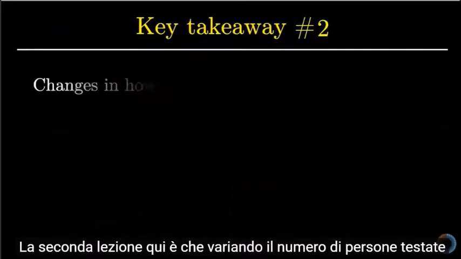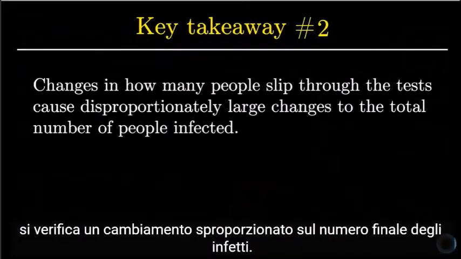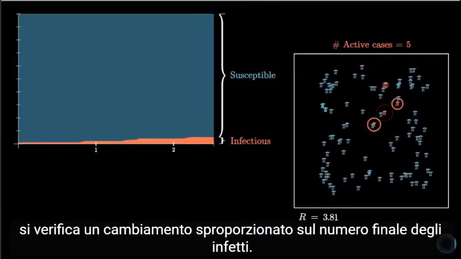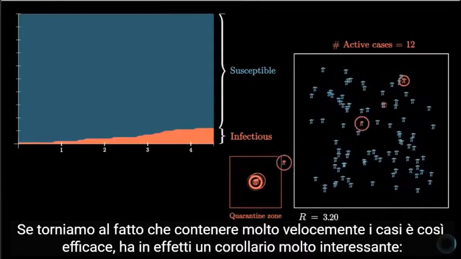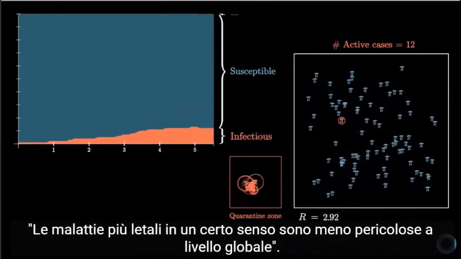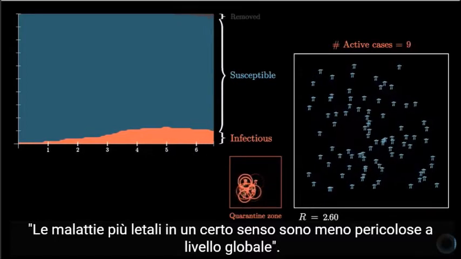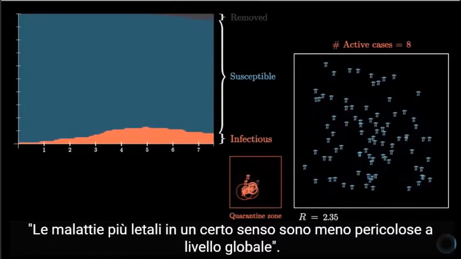A second key takeaway here is that changes in how many people slip through the tests can cause disproportionately large changes to the total number of people infected. If we look back to the fact that quickly containing cases so early is so effective, it actually has an interesting corollary, which is that the most lethal diseases are, in some sense, less dangerous globally.